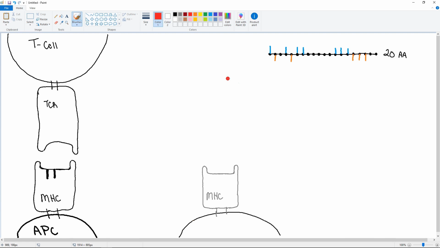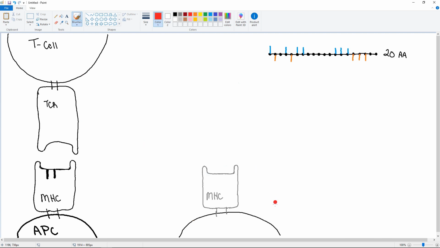The black dots and lines represent the backbone of the protein, while the blue lines and the orange lines represent the residues coming off of the amino acids. On the bottom left, there's an antigen presenting cell. It has its MHC molecule. These black regions here represent the anchor residue binding locations. And then the cell drawn above is a T cell with its T cell receptor.